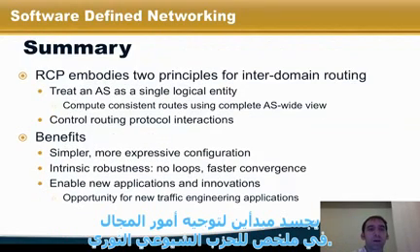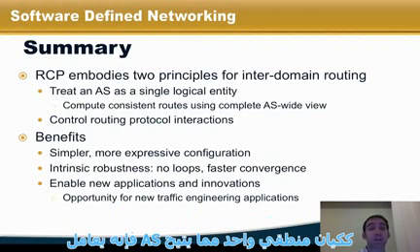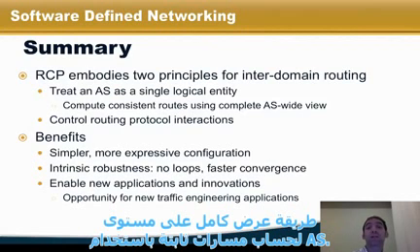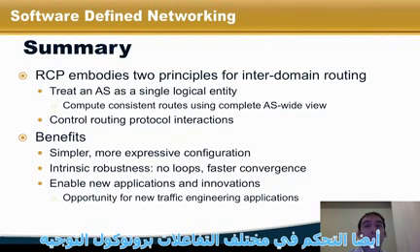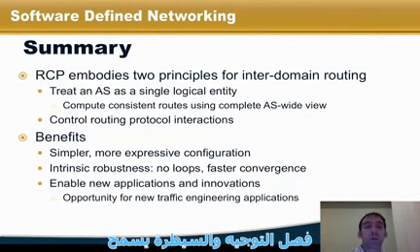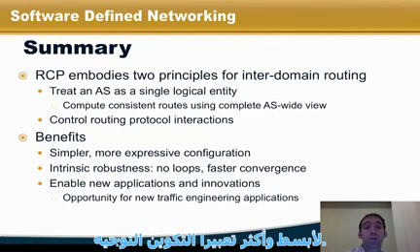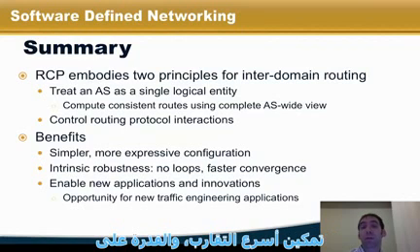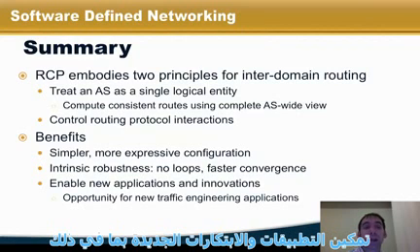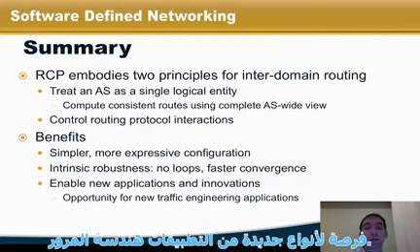In summary, the RCP embodies two principles for interdomain routing. It treats an AS as a single logical entity, allowing it to compute consistent routes using a complete AS-wide view. By acting as a central control point for the AS, it can also control various routing protocol interactions that were previously difficult to control. The separation of routing and control allows for simpler and more expressive routing configuration, intrinsic robustness by avoiding forwarding loops and enabling faster convergence, and the ability to enable new applications and innovations, including the opportunity for new types of traffic engineering applications.